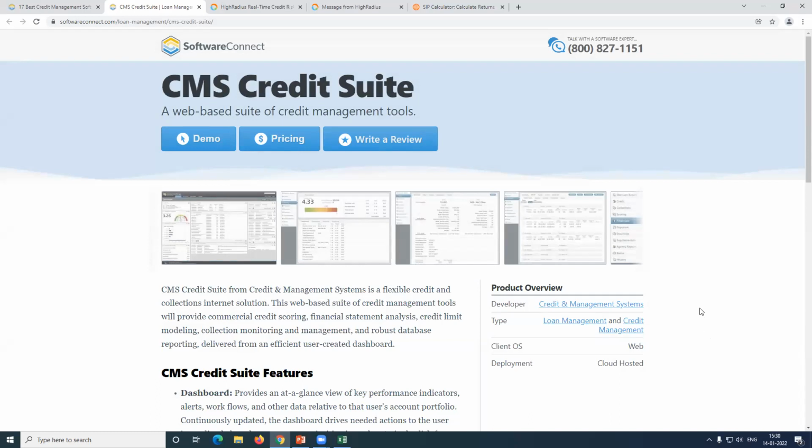You can have a nice demo of the CMS credit suite. So credit suites are now available. You need not go for very old 1942 love story. You can use the present softwares for that one. Another interesting thing.